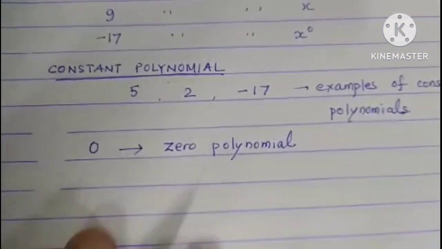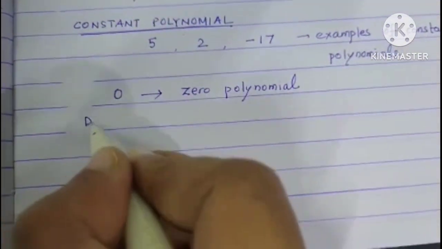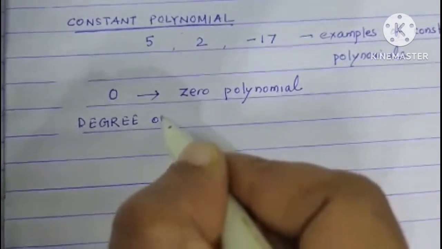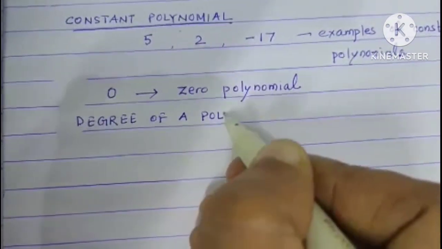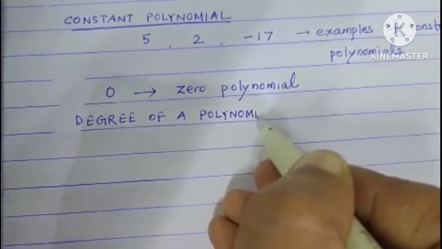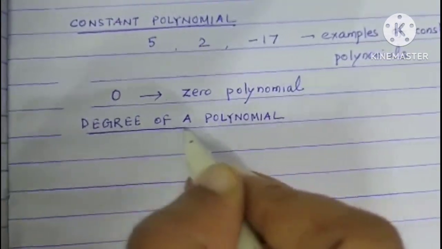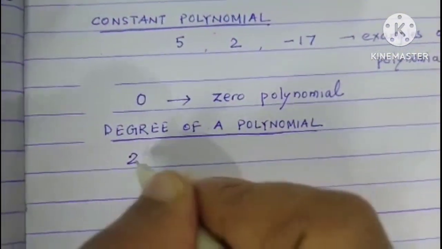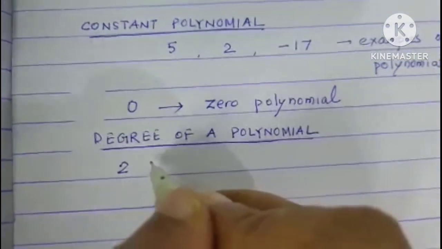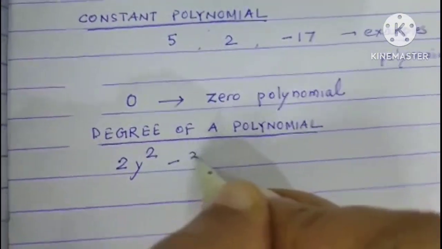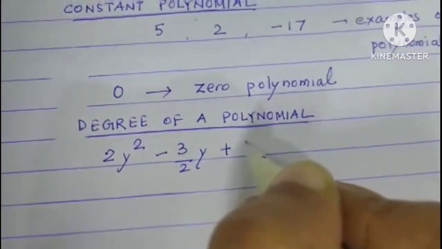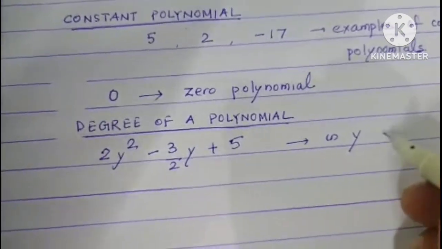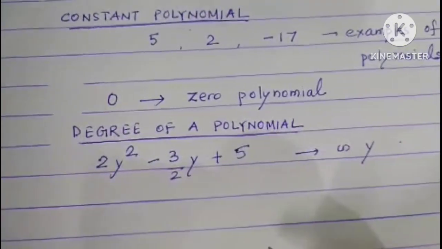Now let us understand what is the degree of a polynomial. So let us write one polynomial: 2y square minus 3y plus 5. This is a polynomial in the variable y.